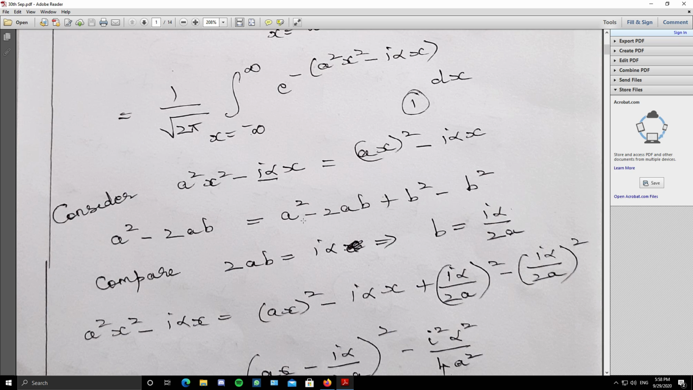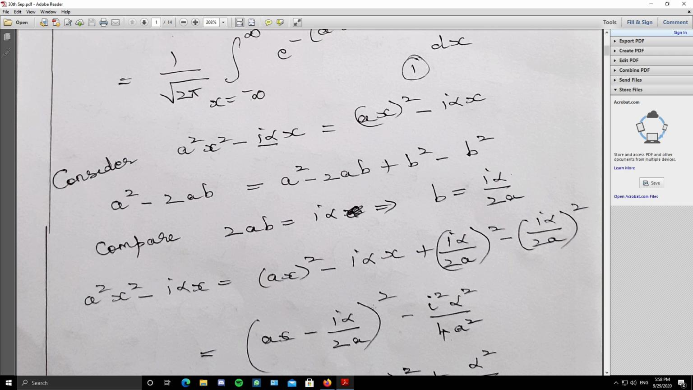So in the next step, ax whole square minus I alpha x, b square minus b square. So what is b square? I alpha by 2a whole square minus I alpha by 2a whole square. So b square is added and subtracted. So the first three terms are of the form a square minus 2ab plus b square, or a minus b whole square. So what is a? Ax. What is b? I alpha by 2a. So a minus b whole square minus the last term, I square alpha square by 4a square.